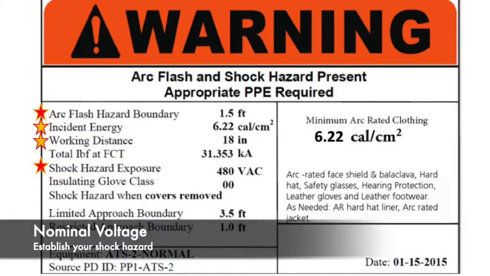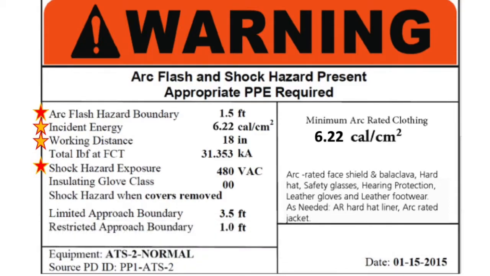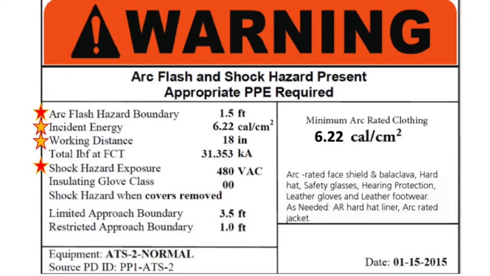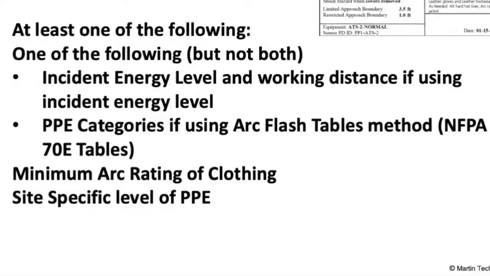One is the nominal voltage, and that's going to help establish your shock hazard. Two, you're going to need your arc flash boundary, or the boundary where you need to wear your PPE if you cross that boundary. And three, at least one of the following, and this is where it gets a little more confusing: one of the following, but not both, of either the incident energy level and working distance.